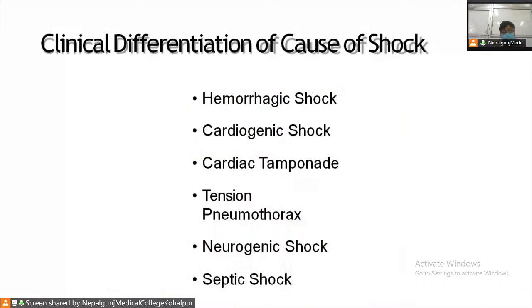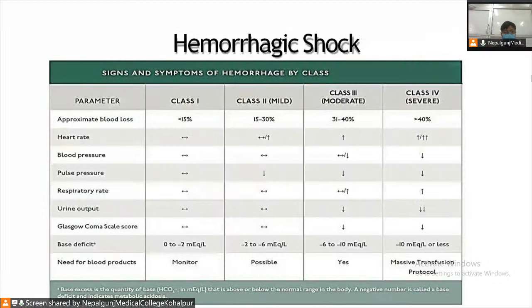So it may be hemorrhagic shock, such that there is a loss of blood. In cardiogenic shock, the heart cannot pump. In cardiac tamponade, the heart cannot expand. In tension pneumothorax, it pushes the heart, and at the same time, the heart cannot expand. In neurogenic shock, there is pump failure because there is a neurological disruption resulting in the shock. In septic shock, there is vasodilation resulting in the shock.